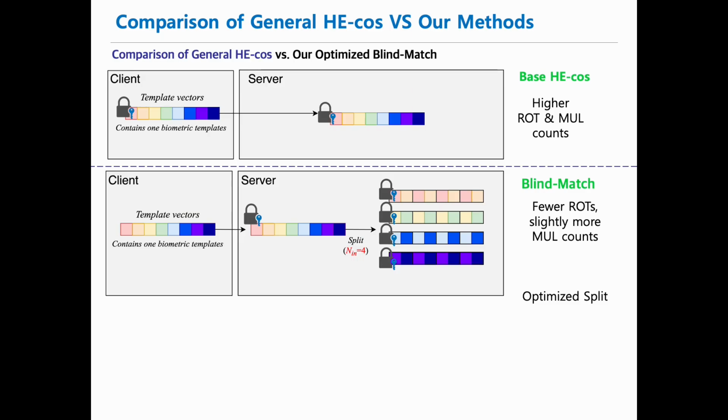The base homomorphic encryption-based cosine similarity requires many rotation and multiplication operations, which are very expensive in homomorphic encryption. So, BlindMatch aims to reduce the number of rotations. It makes slightly more multiplication operations, but the total matching time is decreased. The main idea of our method is to split the input ciphertext that contains template vectors into smaller n parts. The optimized n depends on the template vector size. In this presentation, we will find the optimized n in the experiment.